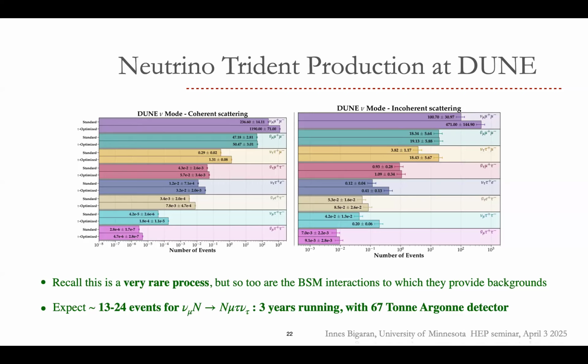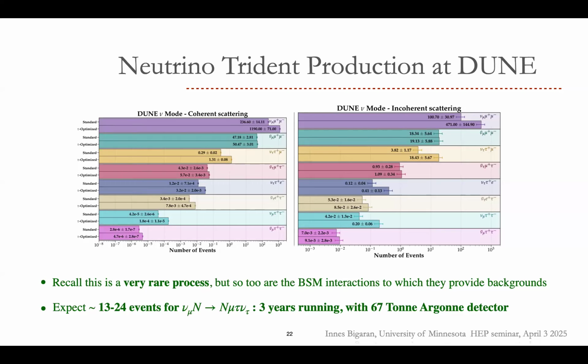Okay. So this is a rare process, but so too are potential BSM interactions that these provide backgrounds for. So what we expect is for the tau neutrino, in 3 years of running with the 67 tons of argon, which is predicted for this new detector, we expect between 13 and 24 events. This doesn't largely change when we also introduce smearing effects and detector efficiencies for these sorts of experiments. However, of course, we also need to consider what we're seeing the tau as, and different ways of detecting a tau in a detector.